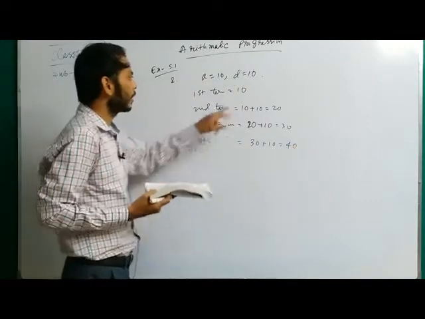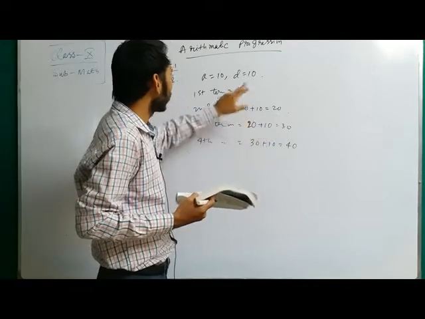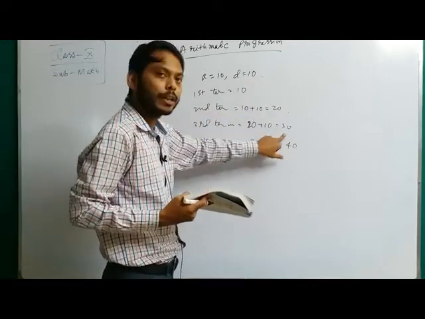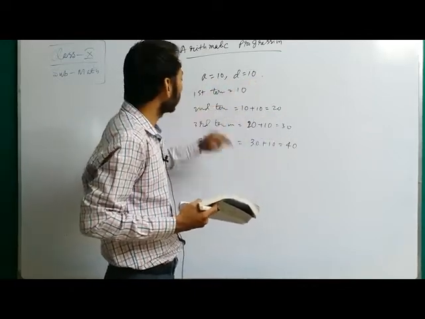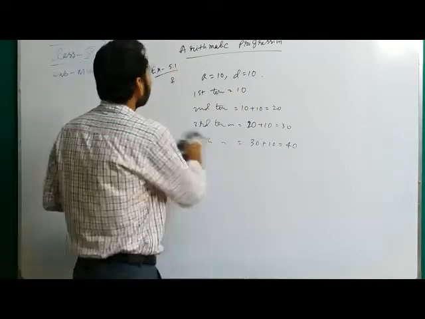The first term is 10, then 10 is added with the first term, we get 20, then again 10 is added with the second term, we get 30, again 10 is added with the third term, we get 40. This is the first one. Now go to the second one.